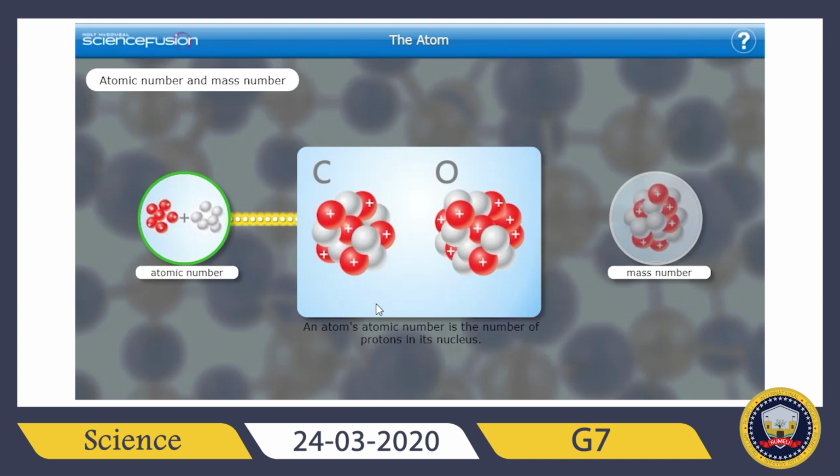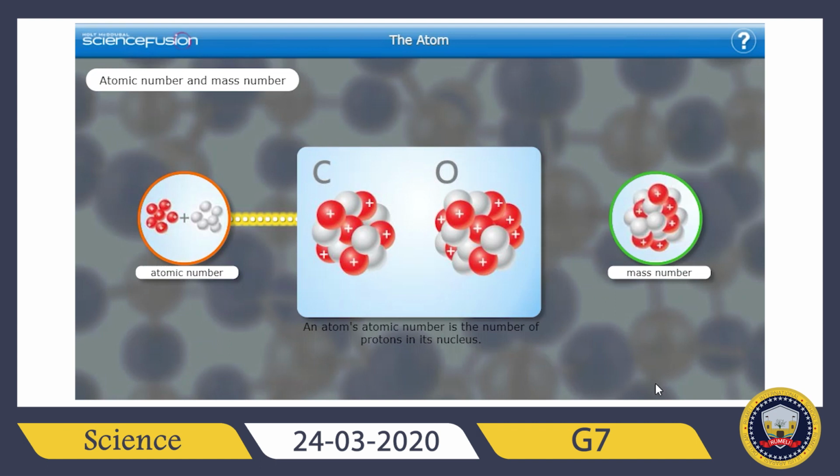right? The atomic number. From the atomic number we can understand the protons inside the nucleus, and also what type of element this is. Okay, because the atomic number is special to each element, we can understand what type of element this is just by looking at the atomic number.